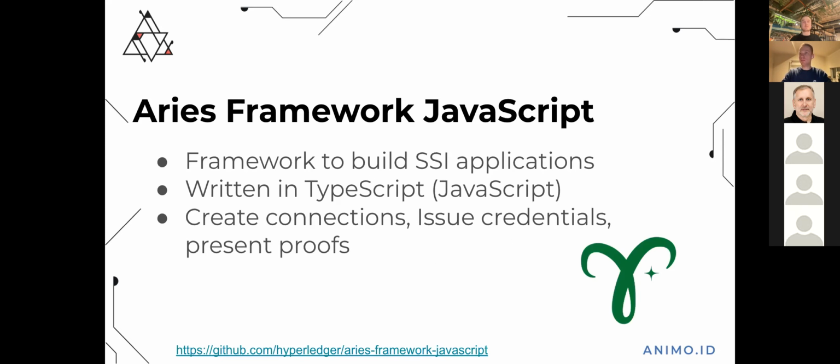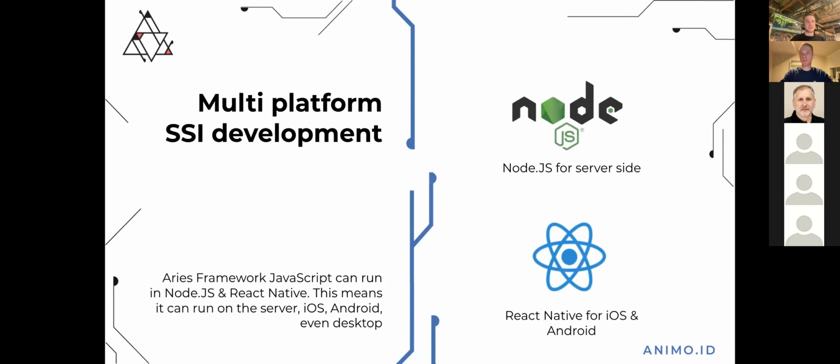So that's basically what we try to solve with Aries Framework JavaScript. It's a framework you can use to build SSI applications, and it's written in TypeScript, and you can use it to create connections, issue credentials, present proofs, and it tries to solve a lot of the complexities mentioned in the previous slide. It doesn't solve everything, but the development it can solve a lot. So I'll go into a bit of the benefits of AFJ.